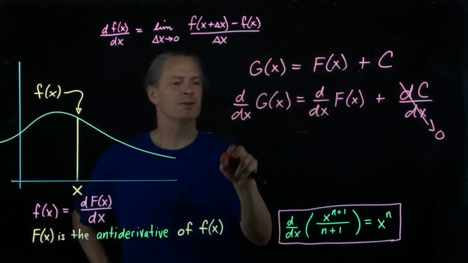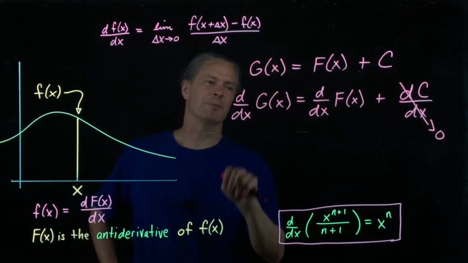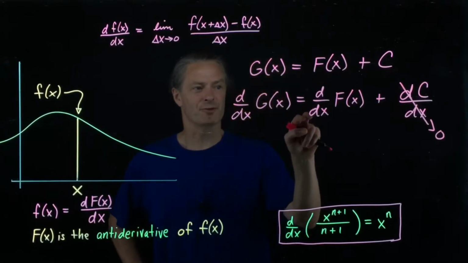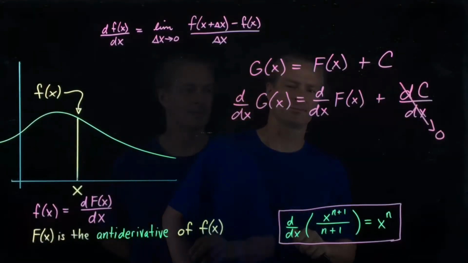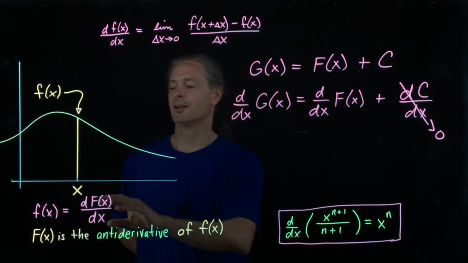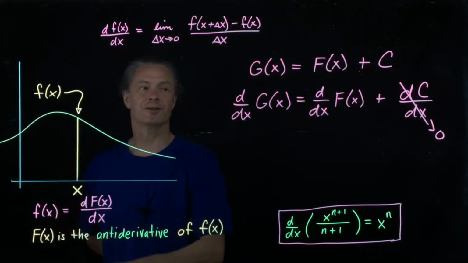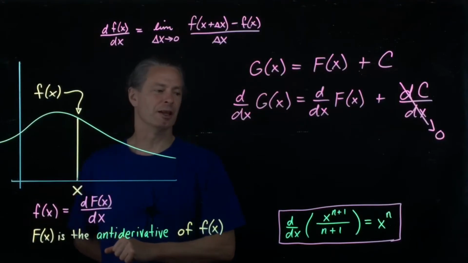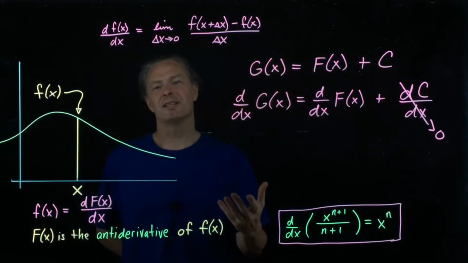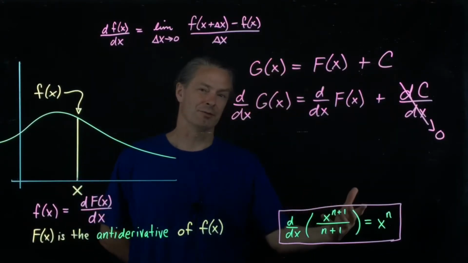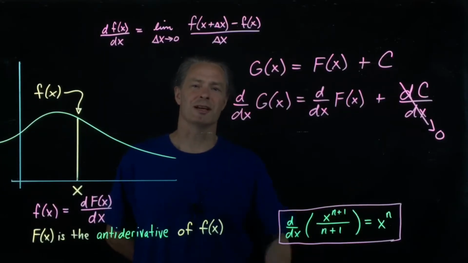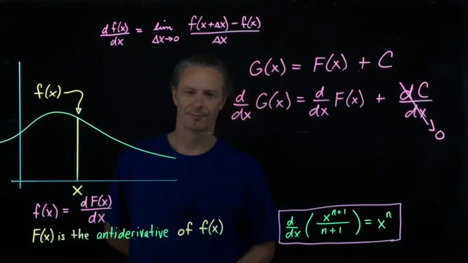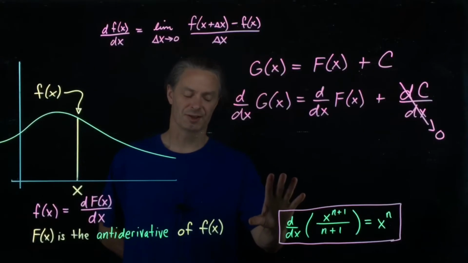And so we see that the derivative with respect to x of capital G of x is the derivative with respect to x of capital F of x. So if capital F of x is an antiderivative of little f of x, then capital G of x is also an antiderivative of little f of x. So if you have an antiderivative, you can get another antiderivative of the same function by just adding an arbitrary constant. So let me update this formula to say that.